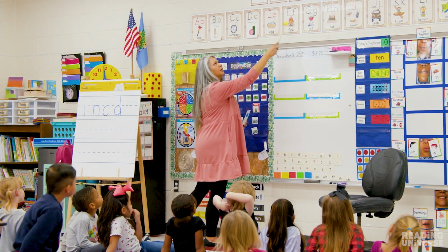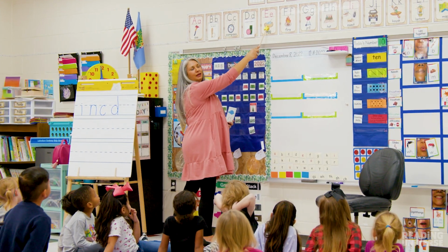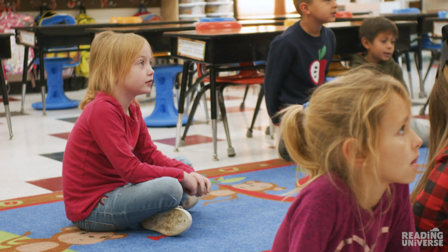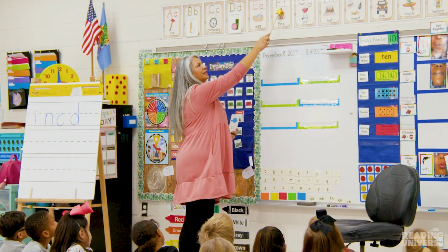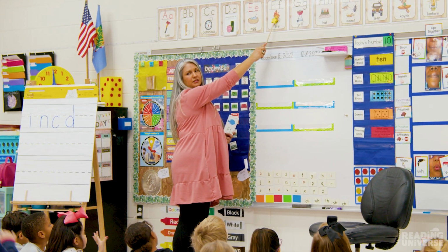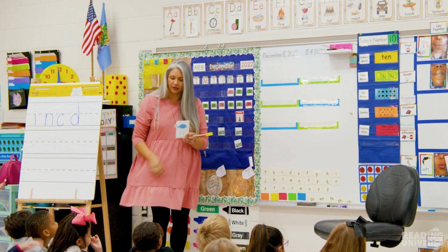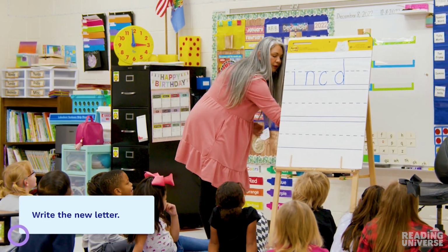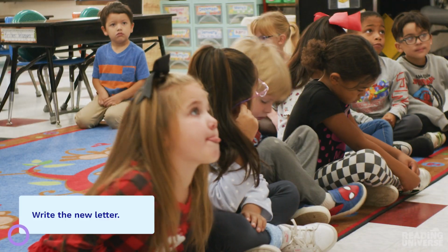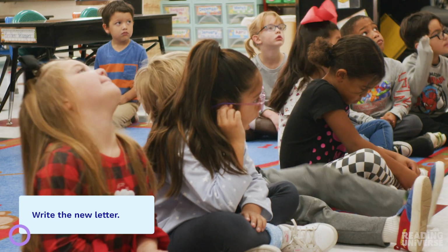What letter comes before F? E. Very good. Okay. What letter comes after F? G. Very good. And what sound does F represent? Very, very good. Here we go. We're going to learn to write the letter F. Okay? Uppercase F. Watch me.